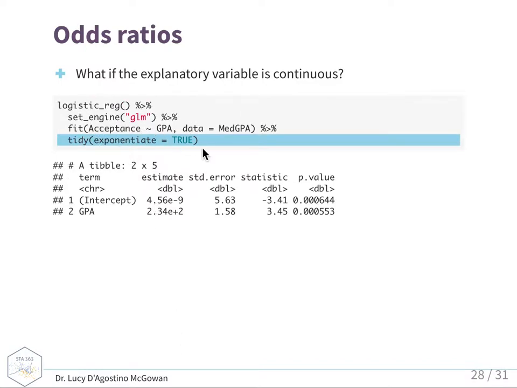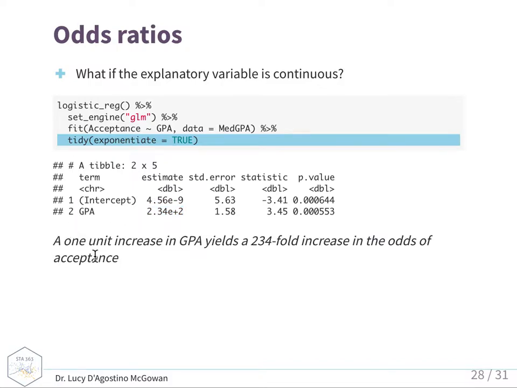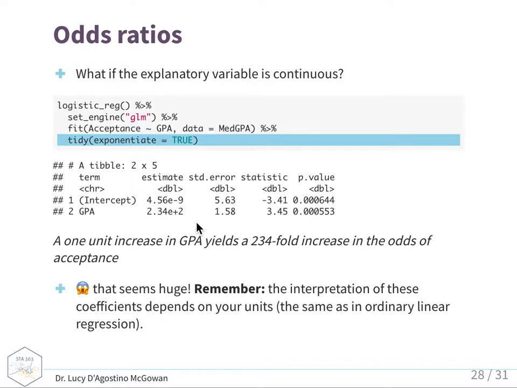Now let's exponentiate it so we can interpret on the odds scale. Wow, that ends up being a big number, much bigger because of the units here. A 1 unit increase in GPA yields a 234-fold increase in the odds of acceptance. You'll notice this number is 234 because we've got this E plus 2. That seems huge. Remember, the interpretation of coefficients depends on your units, and this is the same in ordinary linear regression. These estimates are all dependent on the units of the X variable.